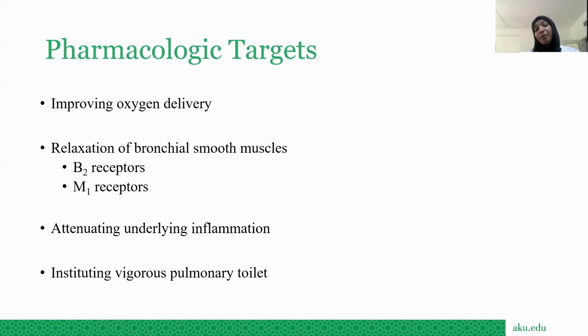What are our goals of therapy in the ICU? Our pharmacological targets: the first one is to improve oxygen delivery. Then we have to relax the bronchial smooth muscles. This can be done by acting on the beta 2 receptors and acting on the M1 receptors. The third part is we have to attenuate the underlying inflammation, and we have to institute vigorous pulmonary toilet for this patient.